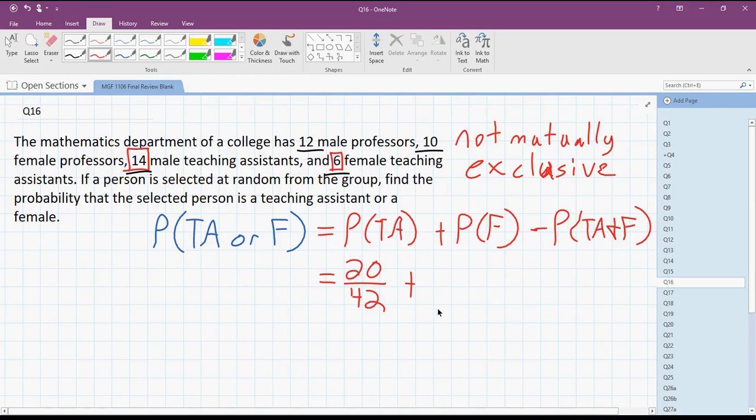So what is the probability of being female? Well, how many females are there? Careful, there are more than 6. 16 out of how much?